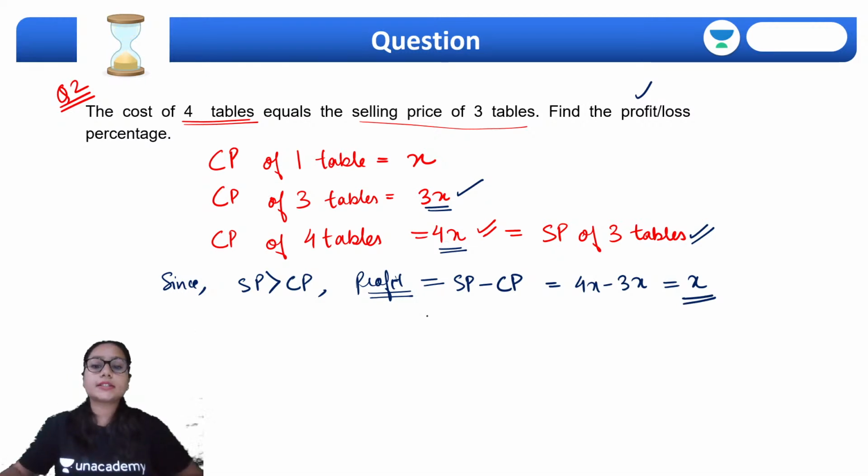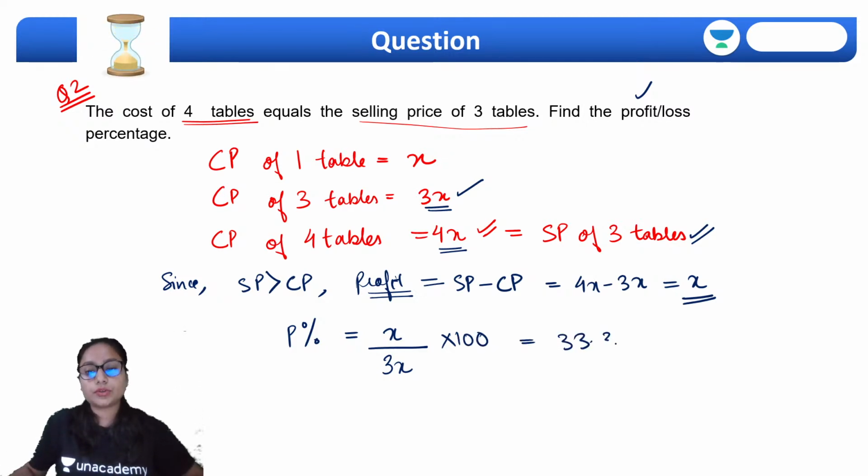Now, what is the profit percent? Profit percent will be equal to profit, that is x, upon cost price, which is 3x, into 100. So this is 33.33%.